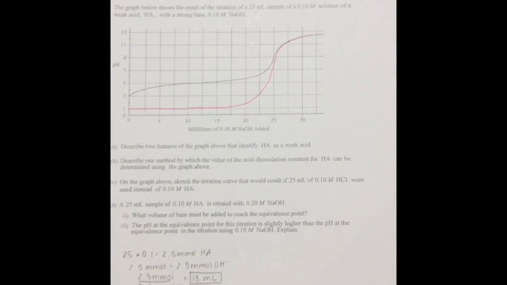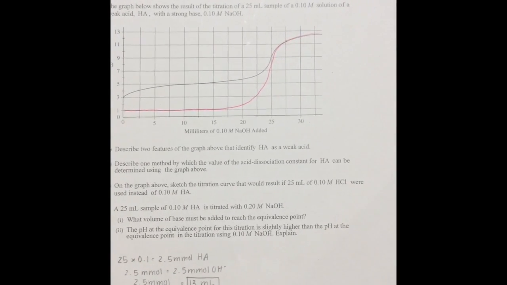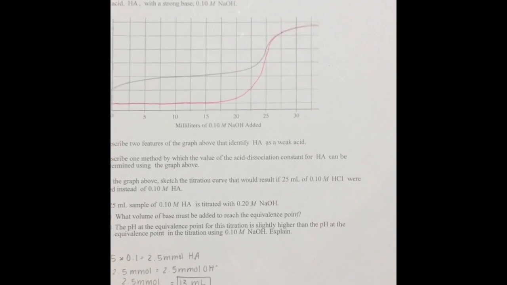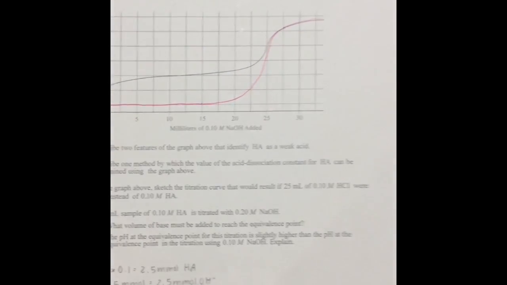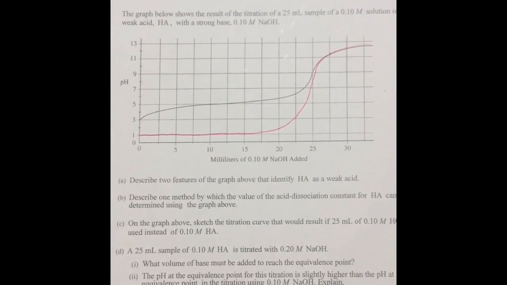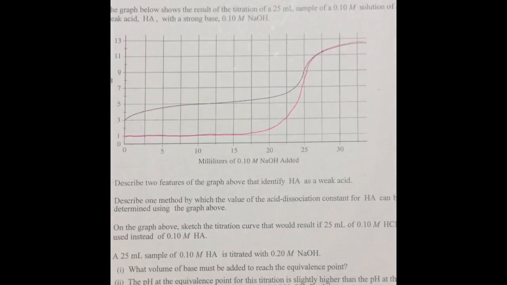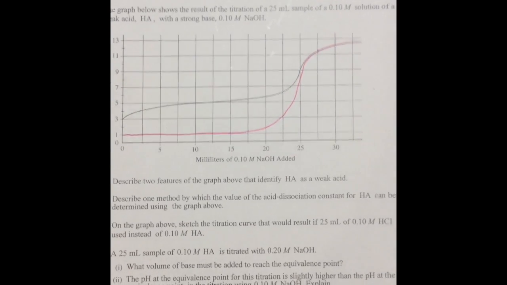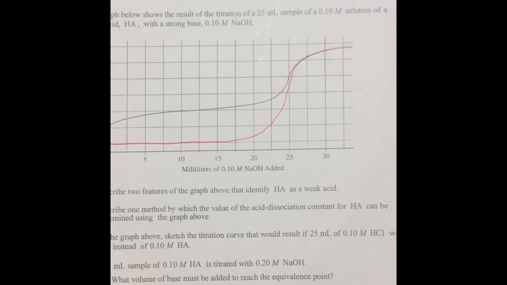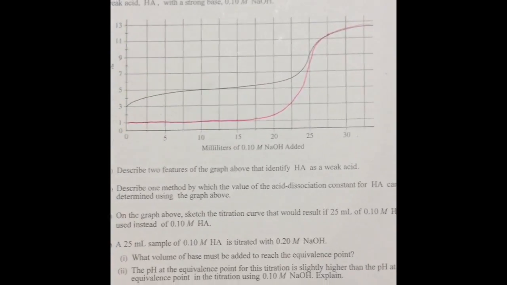The pH at the equivalence point for this titration is slightly higher than the pH at the equivalence point in the titration using 0.1 molarity NaOH. Explain. So with the titration using 0.1, its total volume is 50 milliliters. With using the 0.2 molarity NaOH, for the equivalence point, the total volume is about 37.5.